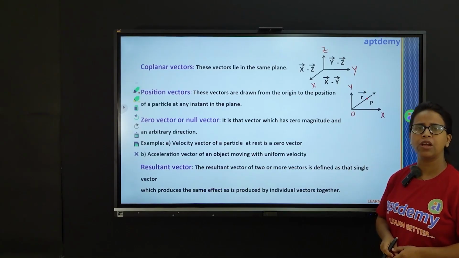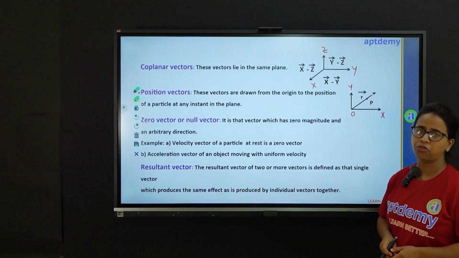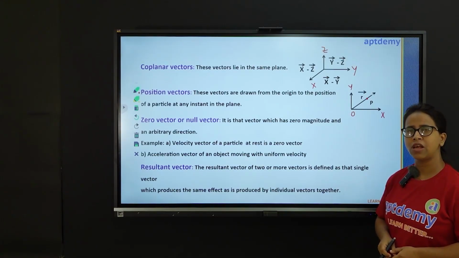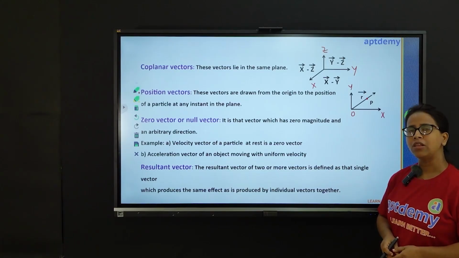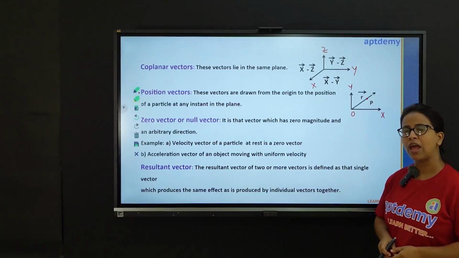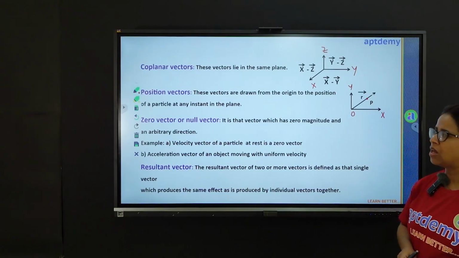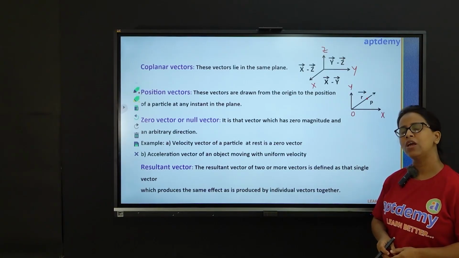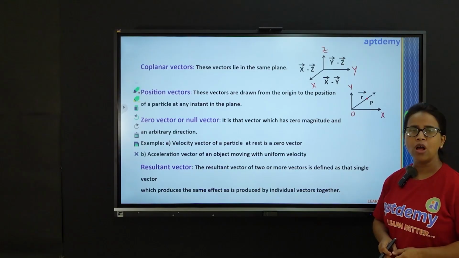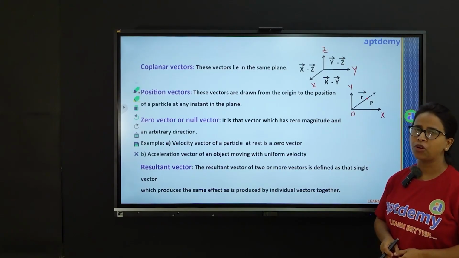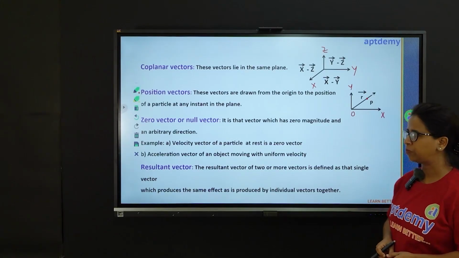Now let us think of real life examples of this. Suppose you have a body which is at rest. Now, when a body is at rest, does it have any velocity? No. So that means that the velocity vector of an object at rest is an example of a null vector or a zero vector. Similarly, whenever a body is moving with uniform velocity, its acceleration is 0. So the acceleration vector of an object moving with uniform velocity is a null vector.